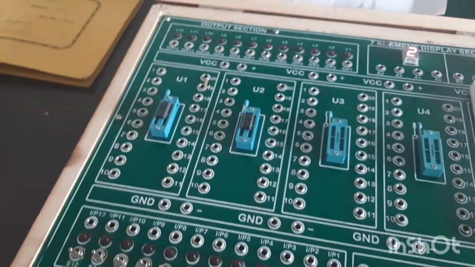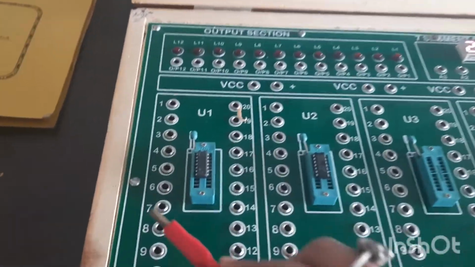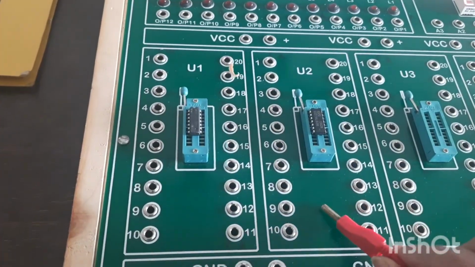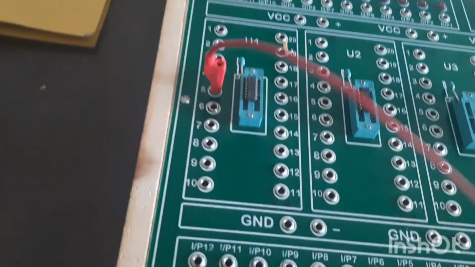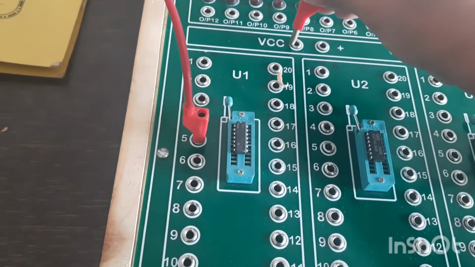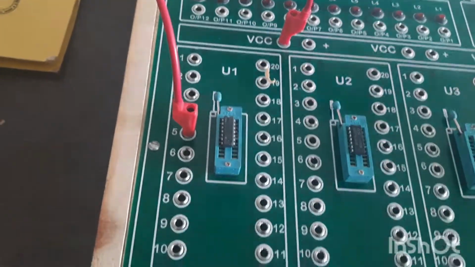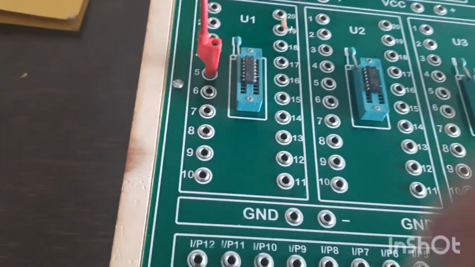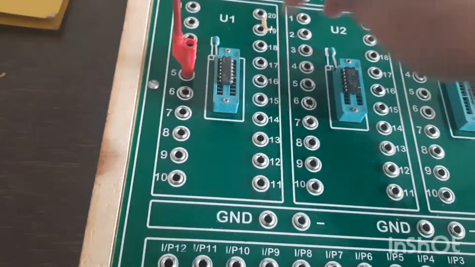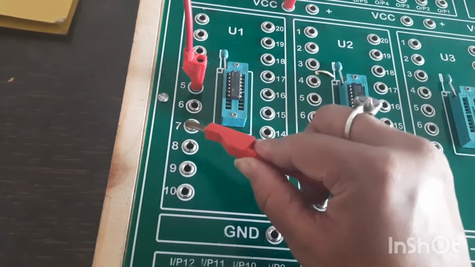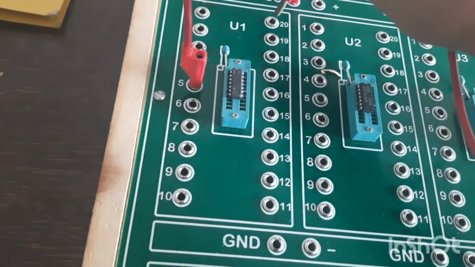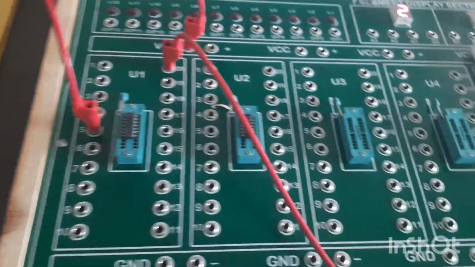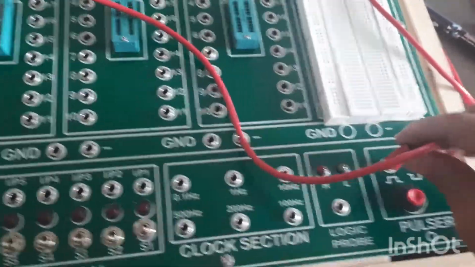So this is the digital IC trainer kit. I have already put the ICs in the socket, that is 7490 and 7408. Now you can see here the 5 volt supply, connected to the VCC. Now pin number 14 is for clock, so take pin number 14. Here you can see it is a 14 pin IC. 7490 has pins 7, 8, 9, 10 up to 14. So pin 14 is connected to the clock signal. Here is the clock signal.